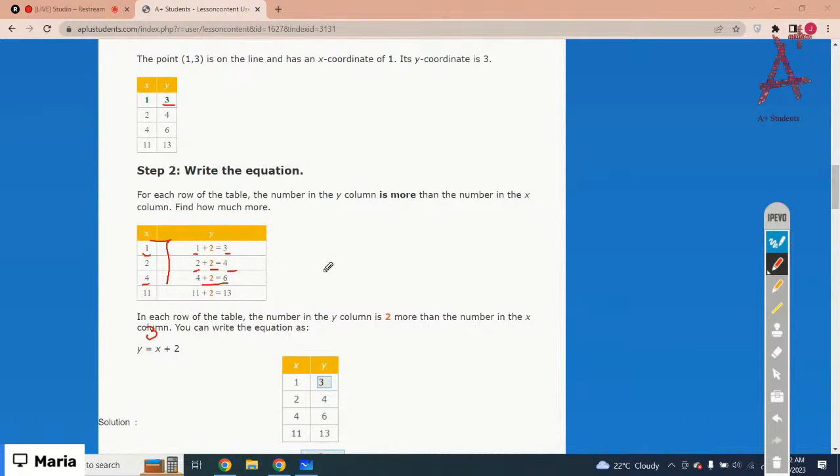That means for each value of x, the same 1, 2, 4, and 11, for each value you added 2. 1 plus 2 is 3, 2 plus 2 is 4, 4 plus 2 is 6, and 11 plus 2 is 13. Got it? So it would be y equals x plus 2. The equation is y equals x plus 2. Basically, you have to look at the relationship between the x and y values. Got it? So it is y equals x plus 2.